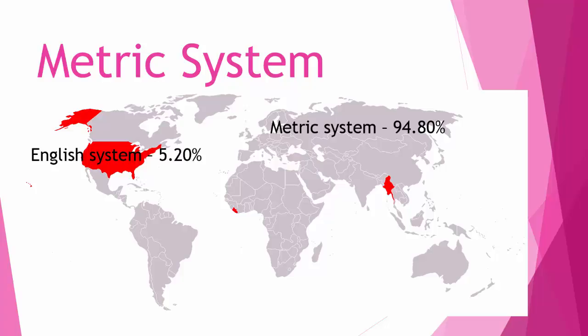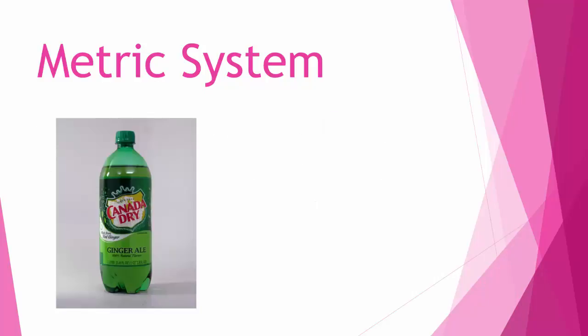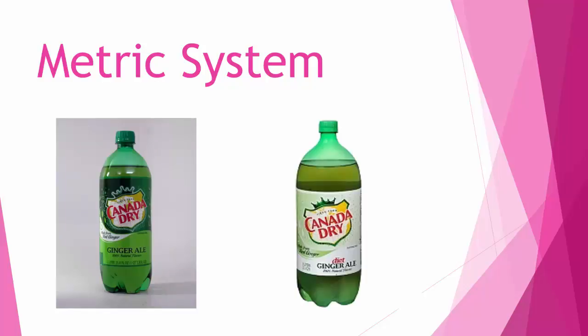And it has been calculated that the United States loses lots of business worldwide because of their insistence on the English system. There is one instance where the US has adopted the metric system, and that's in our soda bottles. You tend to buy your soda now in either 1 liter or 2 liter bottles, and this has actually helped sell soda around the world, for good or for bad.